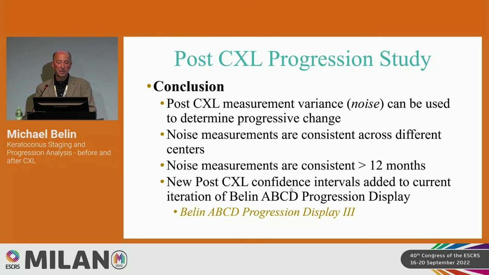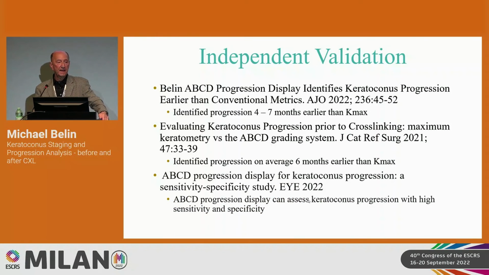But probably the most important slide is this, and that is independent validation of the progression display. There have been a few additional articles already out. But this one, the Belin ABCD progression display identifies keratoconus progression earlier than conventional metrics, was in the AJO this year, and it stated it identified progression 4 to 7 months earlier than Kmax. This article in JCRS in 2021, evaluating keratoconus progression prior to crosslinking, maximum keratometry versus the ABC grade, again identified progression on average 6 months earlier than Kmax.